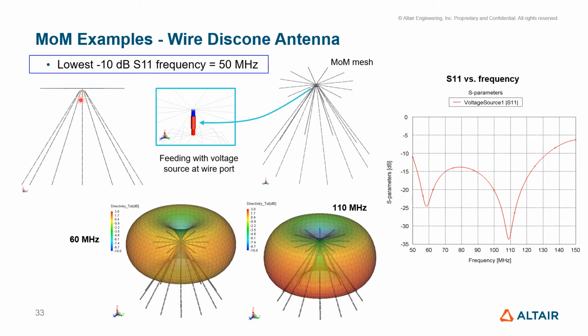So basically, they are linear segments that are discretizing the wire. And the same thing with the ground plane as well. If the ground plane is of a wire structure, all of them are wires. So you can see that the number of unknowns can be very, very low for this type of problem. So we're just solving this at 50 megahertz or over a wider frequency range here. You can see the S parameters and the radiation patterns at 60 megahertz as well as 110 megahertz.